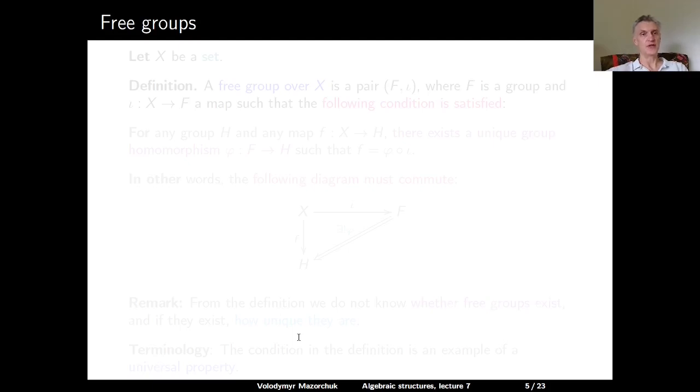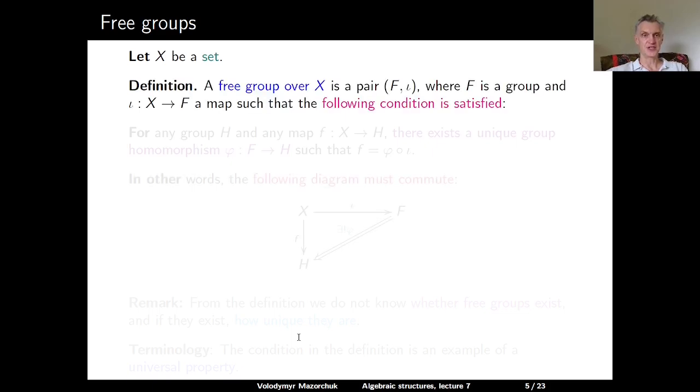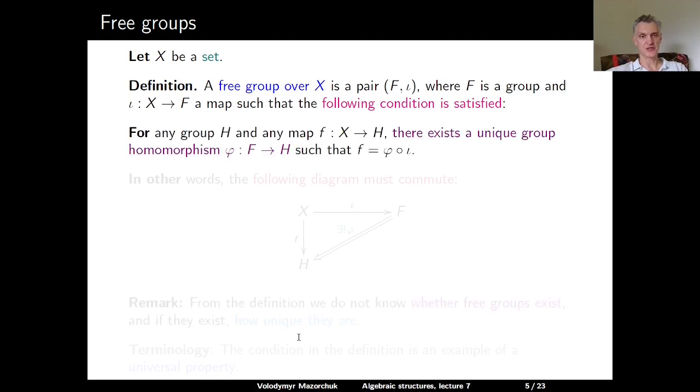Before we can do that, we need to talk about free groups. So let X be a set. Definition: a free group over X is a pair which consists of a group F and a map i from X to F, and this pair is supposed to satisfy the following condition: for any group H and any map f from X to H, there should exist a unique group homomorphism phi from F to H such that f is equal to phi composed with i. In other words, the following diagram must commute.